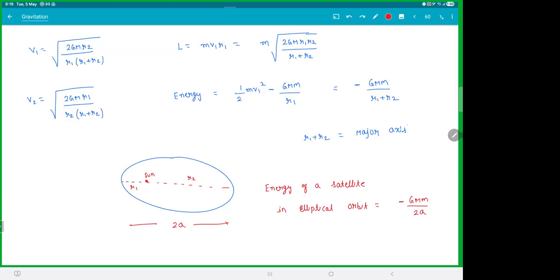Now, this is where we start diverting. We can't use this for a circle. You can use this for a circle, right? In case of a circle, a circle is an ellipse where r1 is equal to r2. The diameter 2r, a circle is an ellipse, isn't it? Whose eccentricity is 0. So for a circle, what will it become? Minus GMm by 2r. That is the formula for an elliptic or circular orbit.